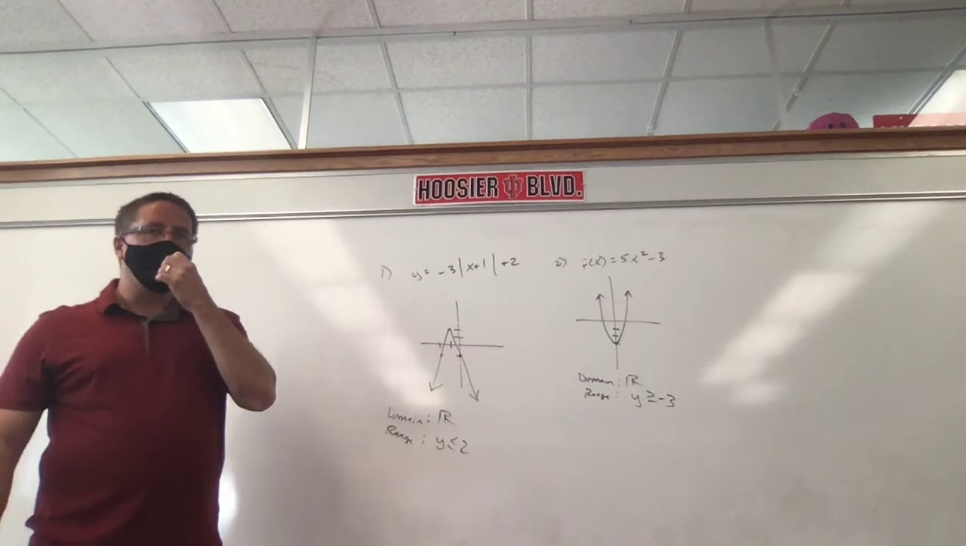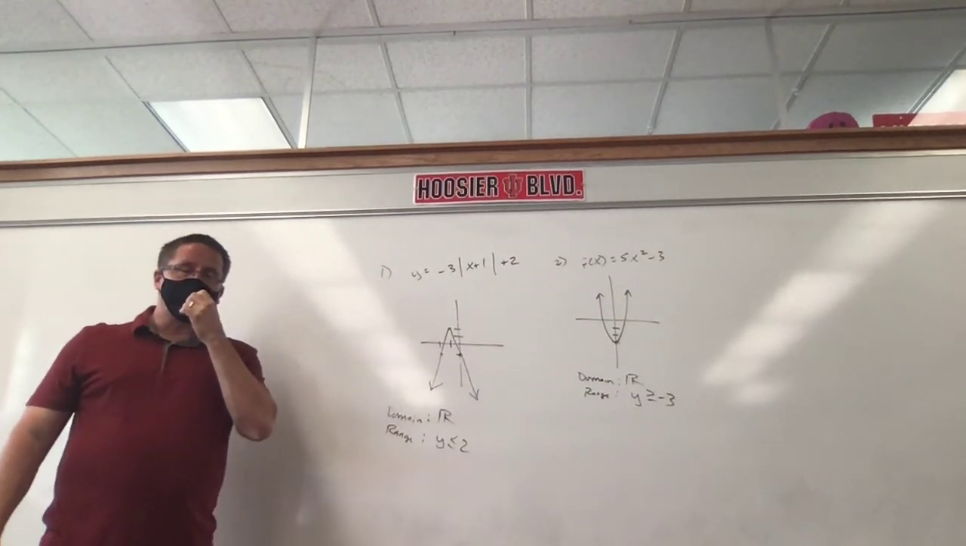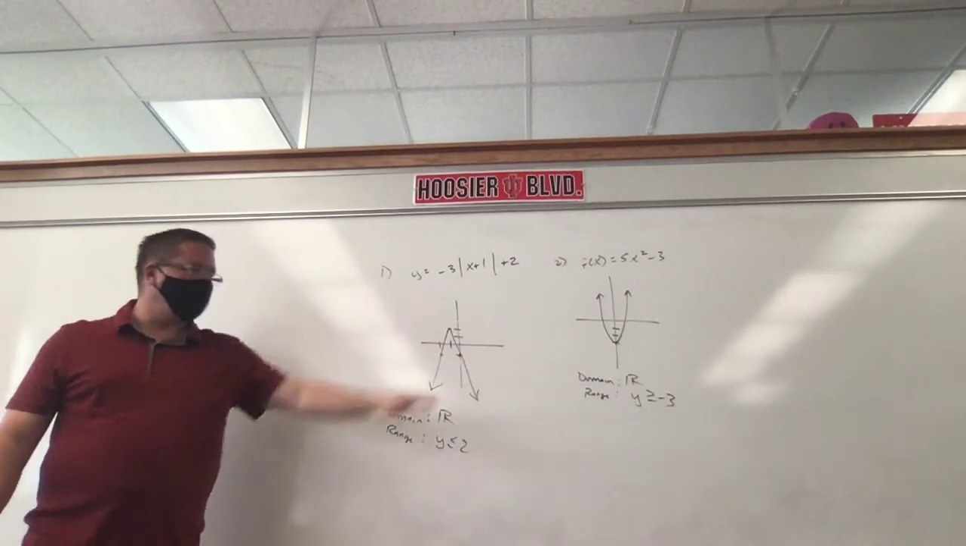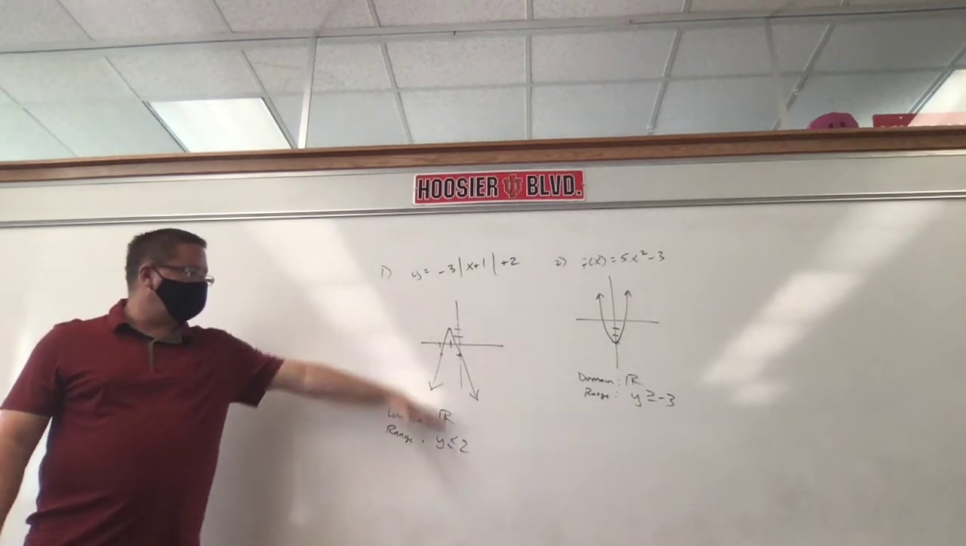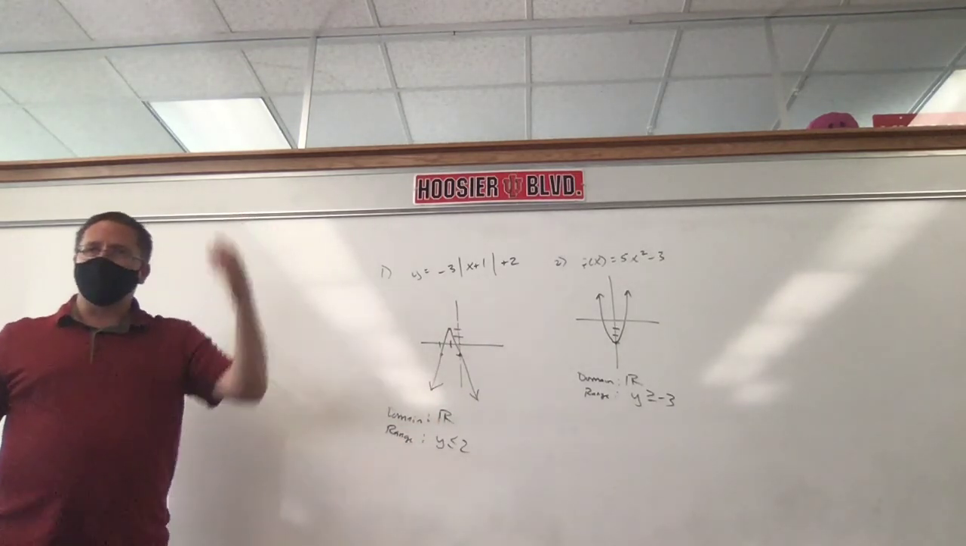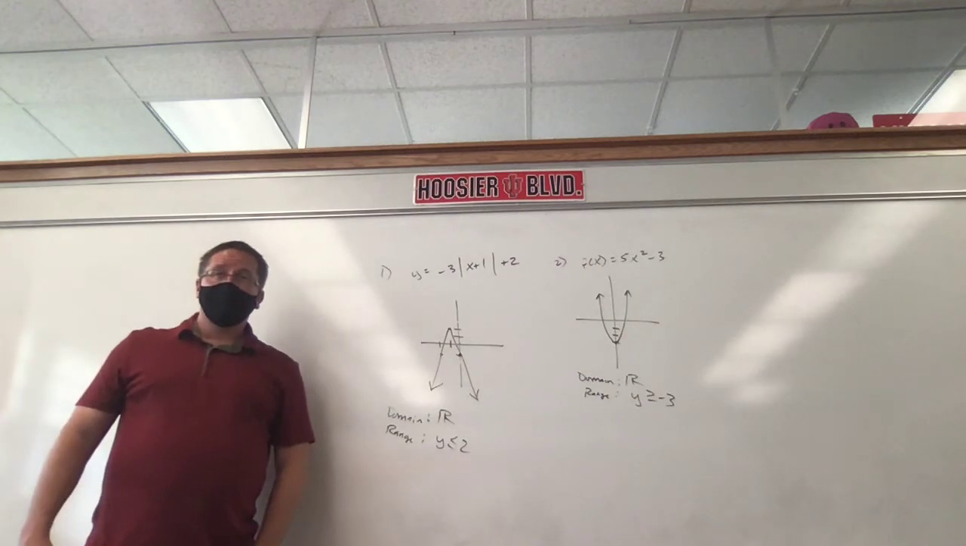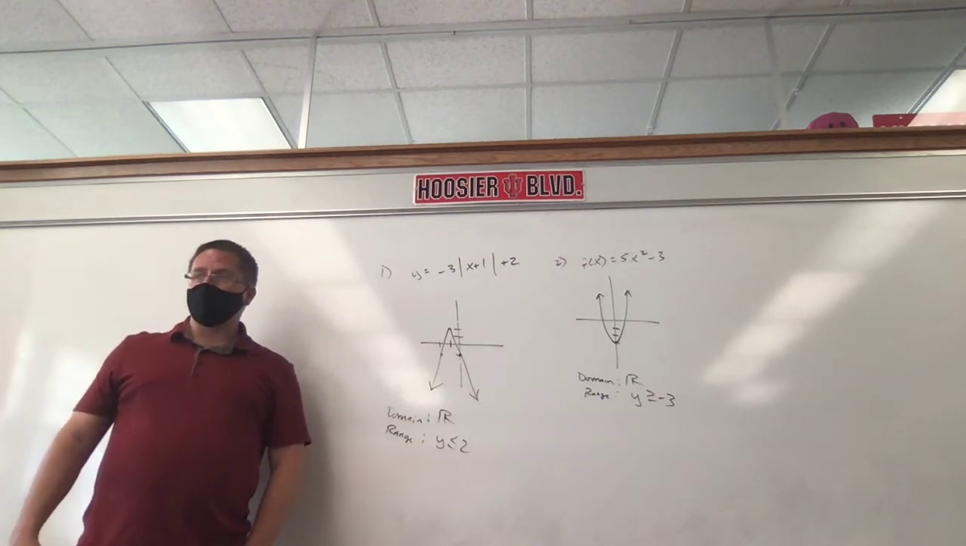It's everything above -3. Now, sometimes students wonder, how come this one's less than? How come that one's bigger than? This one's less than because it goes down. That one's bigger than because it goes up. Okay? Any question on the first two?